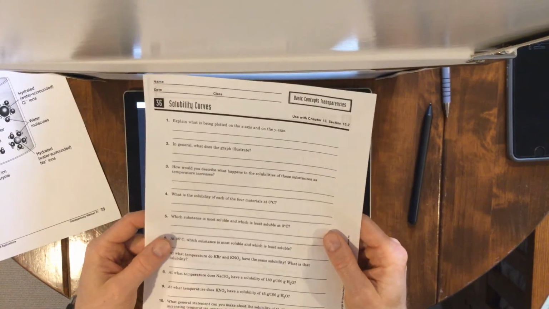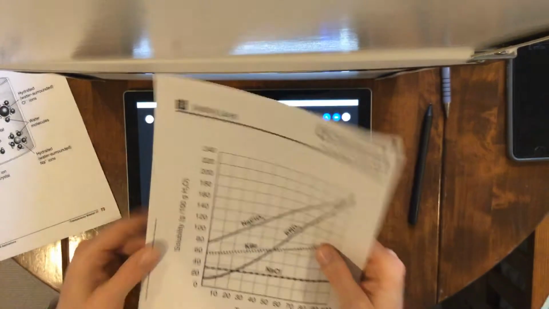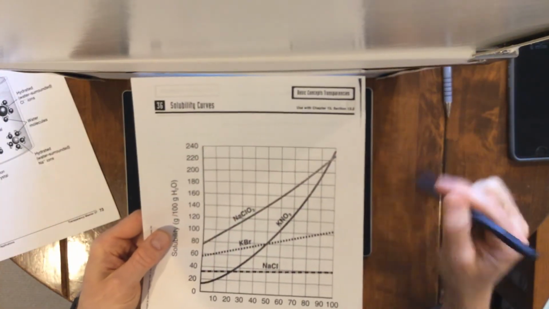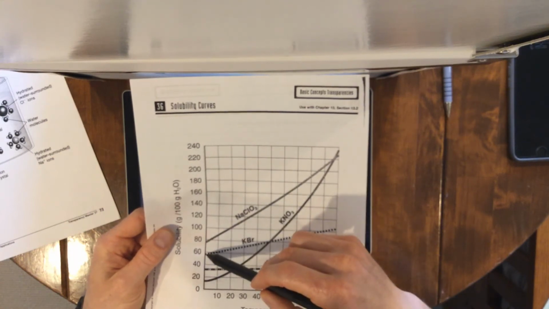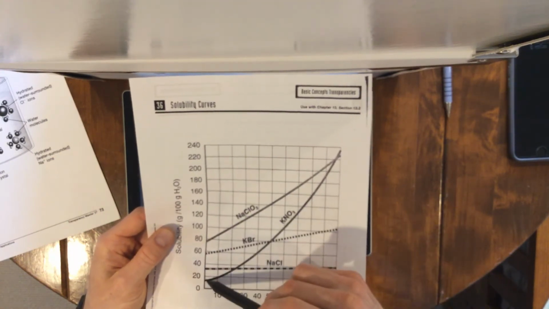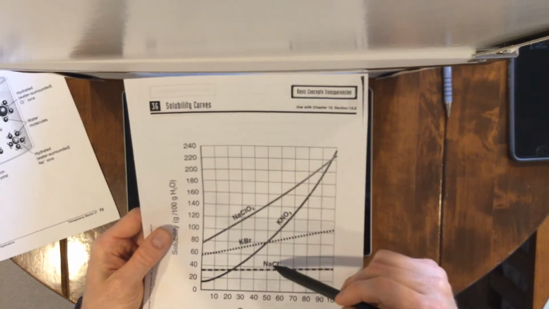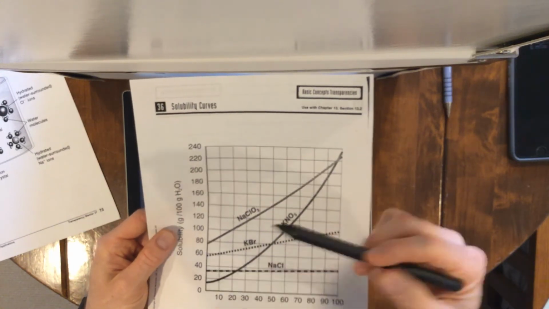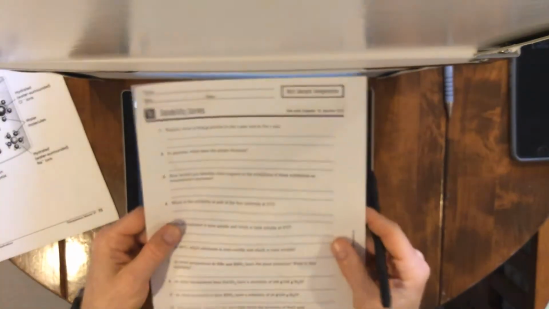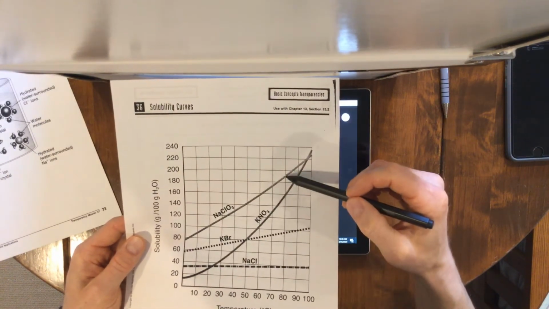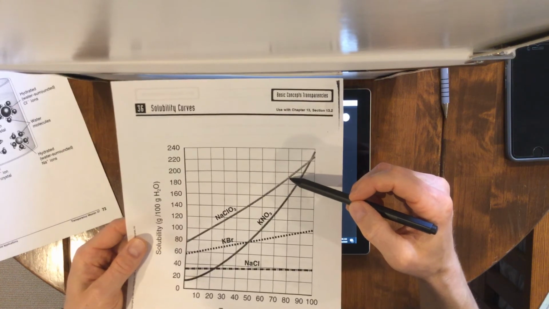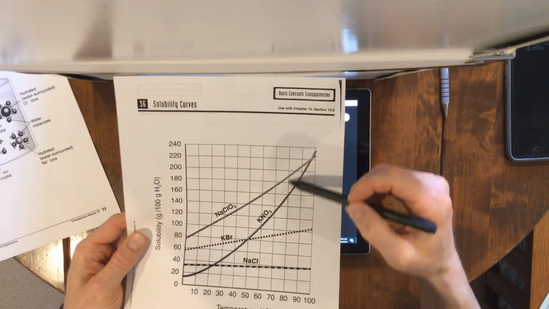What is the solubility of each at 0? NaClO3 is about 79. KBr 59. KNO3 17. NaCl 32 grams. Which is most soluble and least soluble at 80? At 80 degrees, most soluble would be NaClO3. You can dissolve the most of that, about 190 grams. The least would be salt, right around 40 grams.